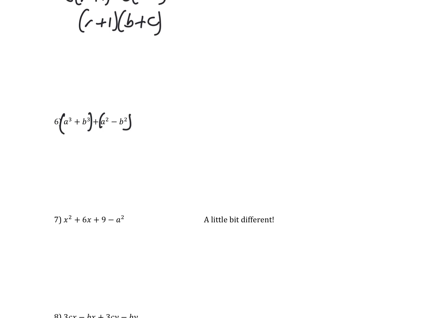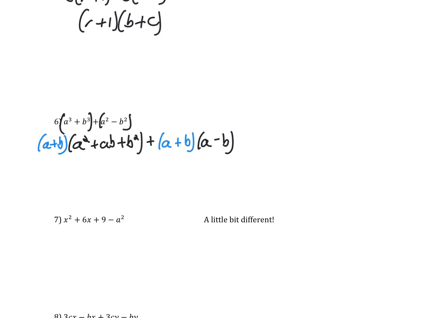Okay, hopefully you did that. Hopefully you also remember that the factors for your sum of cubes are a plus b times a squared minus ab plus b squared. And this is going to be plus. Notice the second piece is a difference of squares. So what can I factor out? Well, it's going to be a plus b, a minus b. So I have a plus b times a minus b.